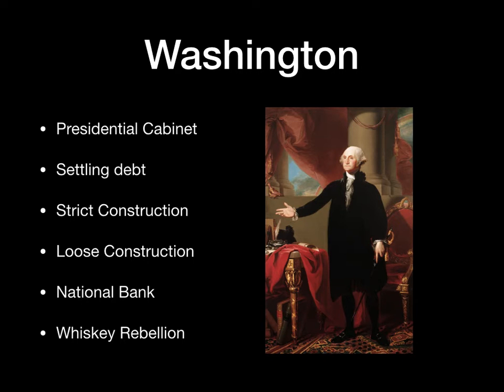And Washington, being the head of the executive branch, he's the enforcer of these laws. He's going to enforce this tax. So he gets the militia together, goes in there, and stops this rebellion. And this really establishes the power of the executive branch to enforce those laws, to keep the United States out of rebellion or domestic rebellion.